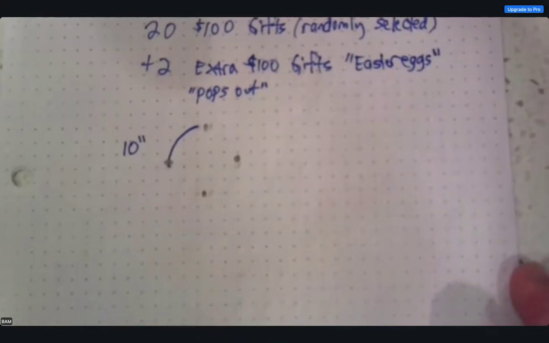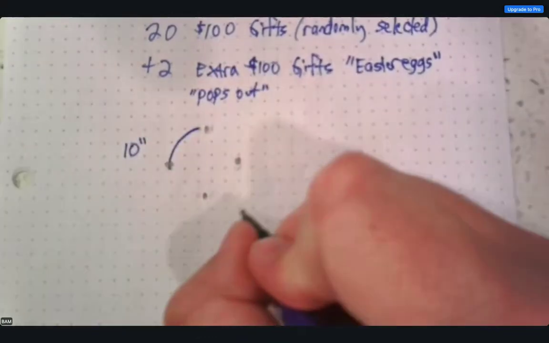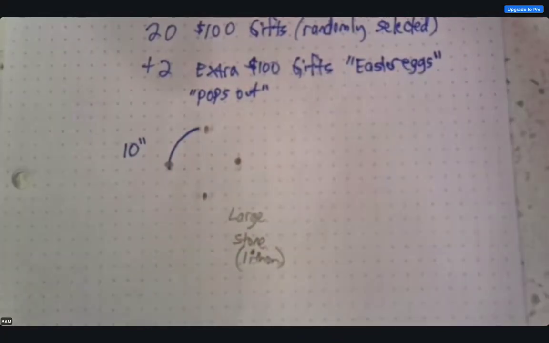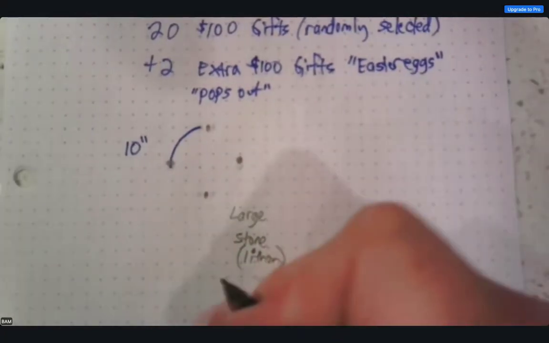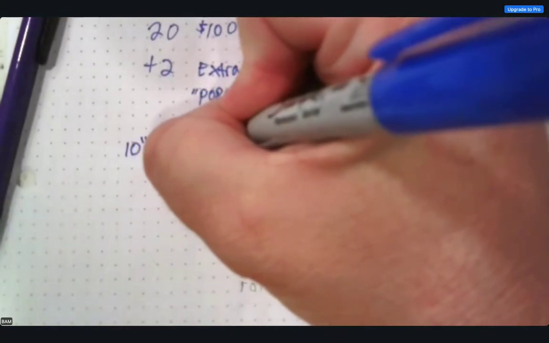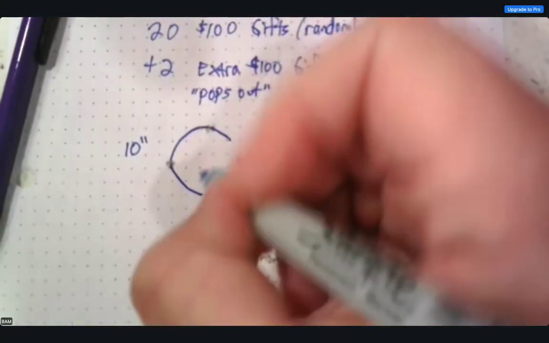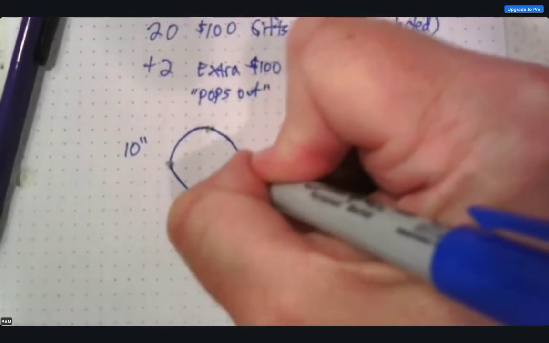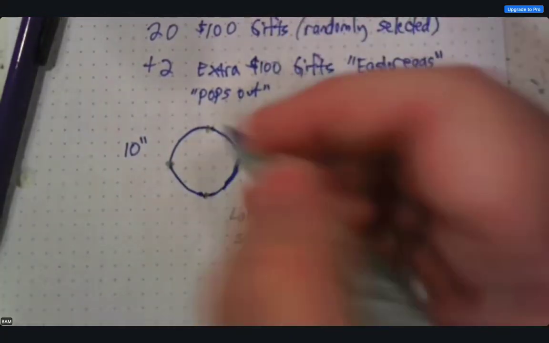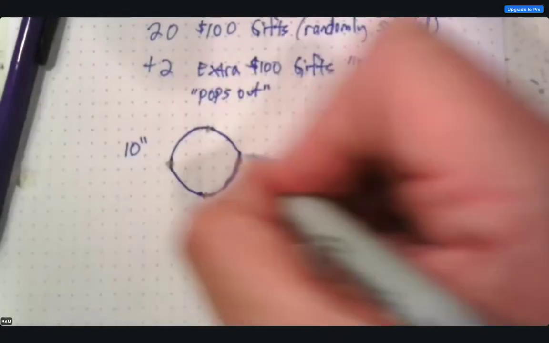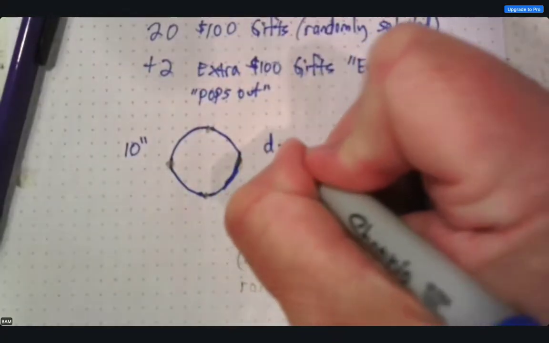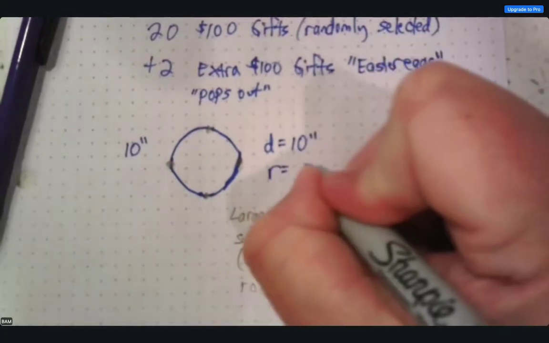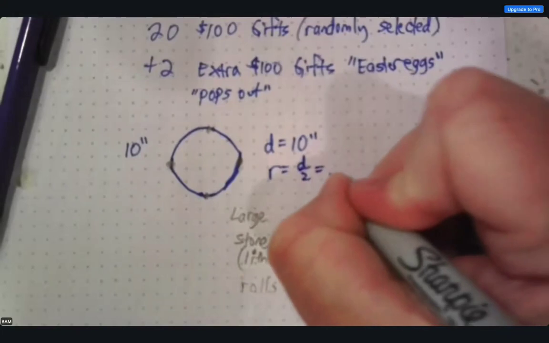So remember from the story, the stone is supposed to be large, or lithon, and it was rolling. Remember, this is a circle roughly. Of course, it's not perfect, just like the pizza's not perfectly round. And the diameter is 10 inches. The radius is half the length of the diameter, just 5 inches.